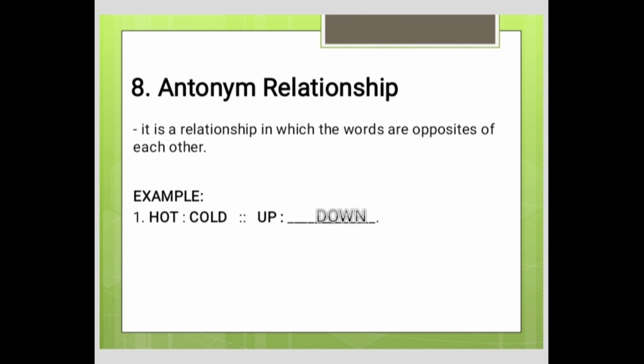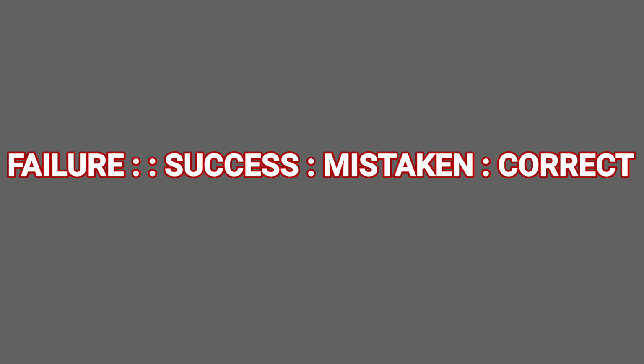Antonyms relationship. Antonyms relationship is a type of relationship in which the words are opposite of each other. For example, hot is to cold, as up is to down. Another example here is rich is to poor, as light is to dark. And failure is to success, as mistaken is to correct. So you will notice that all of my examples are opposite of each word, and that's why we call them antonyms. Let's proceed to number 9.